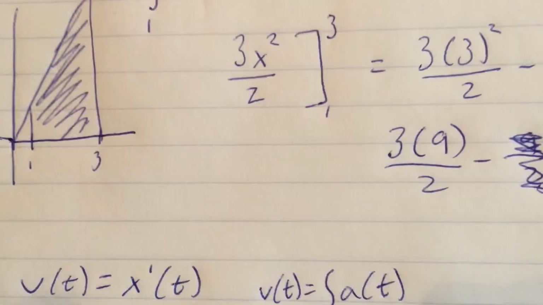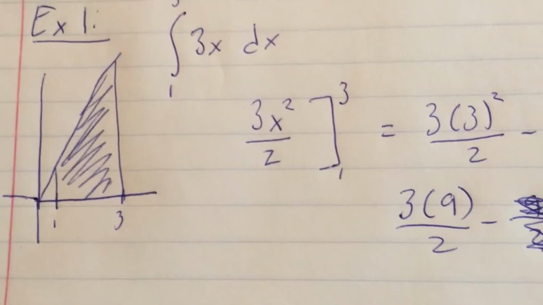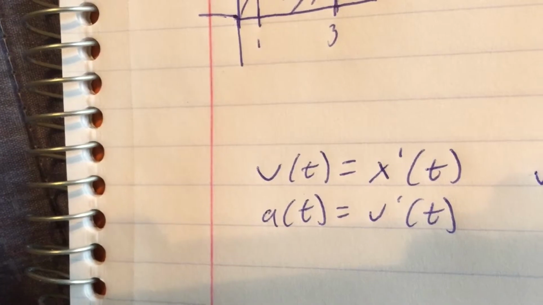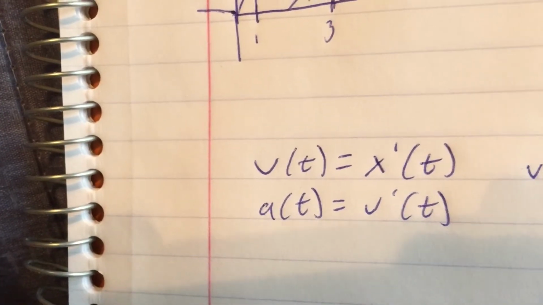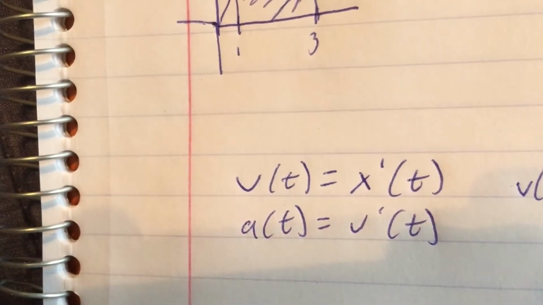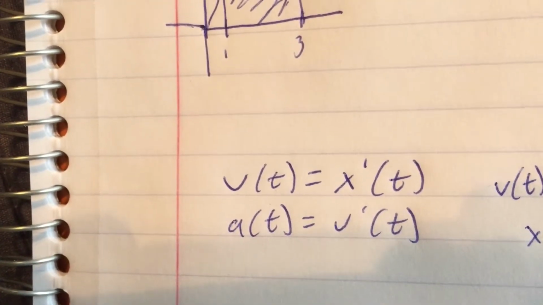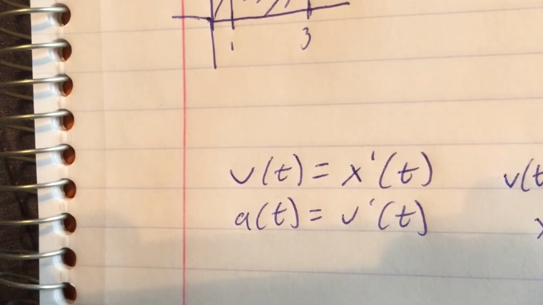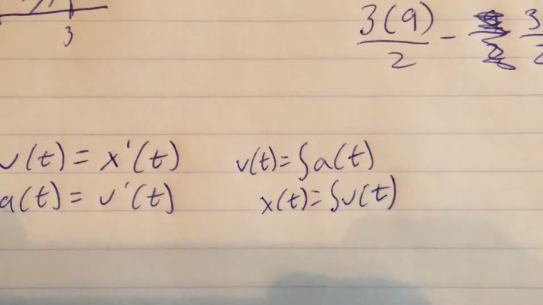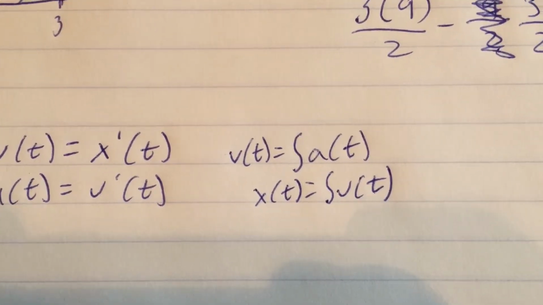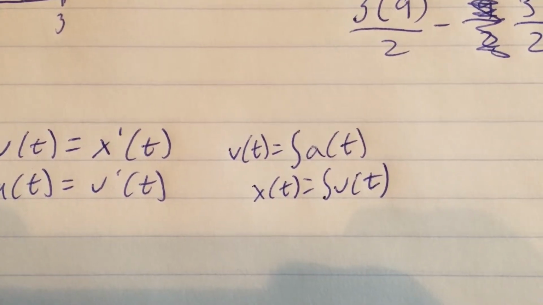In physics, we can use these, especially when dealing with velocity, position, and acceleration. You learned that when you take the derivative of a position function, that will give you the velocity function. And when you take the derivative of a velocity function, that will give you the acceleration function. They work backwards in that when you take the integral of an acceleration function, you will get the velocity function. And when you take the integral of a velocity function, you will get the position function.